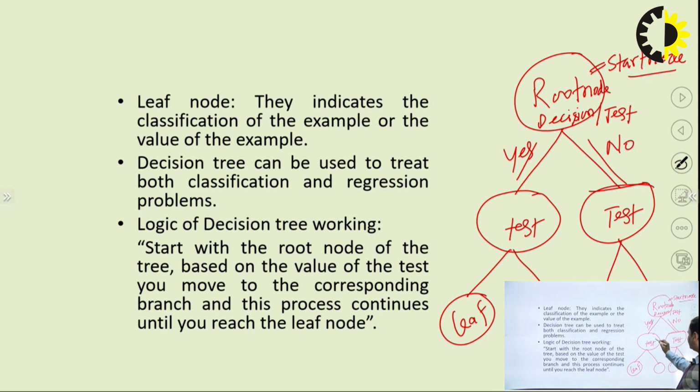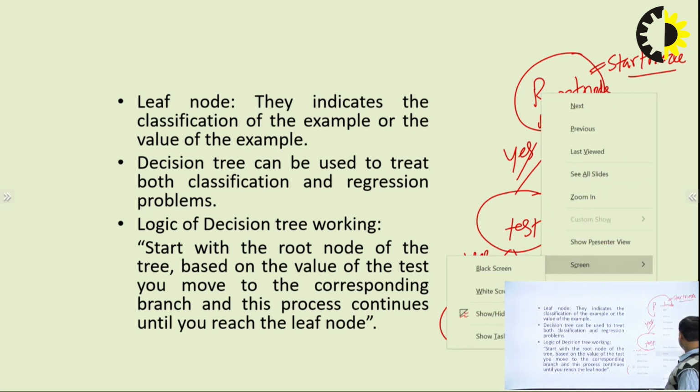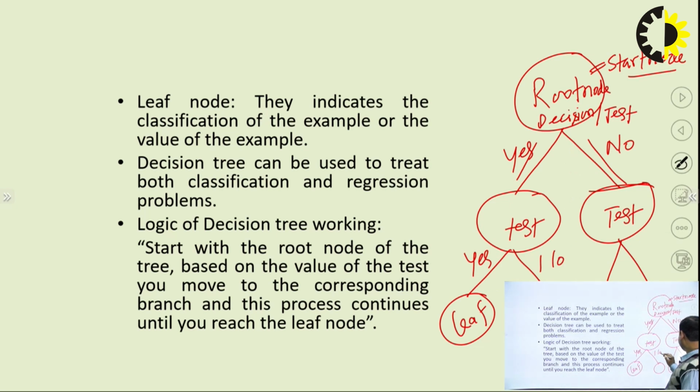Then again a decision or test will be performed on the next sub-branches. If again some decision or test is performed, there should be splitting again, and then a sub-branch will be created. If the decision is again yes or no, again a sub-branch will be created. We move to the corresponding branch, and this process continues until you reach the leaf node. If we have a leaf node and there is no further classification, then the decision tree has been created.